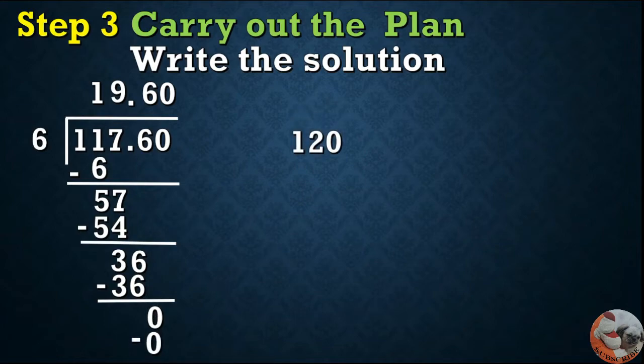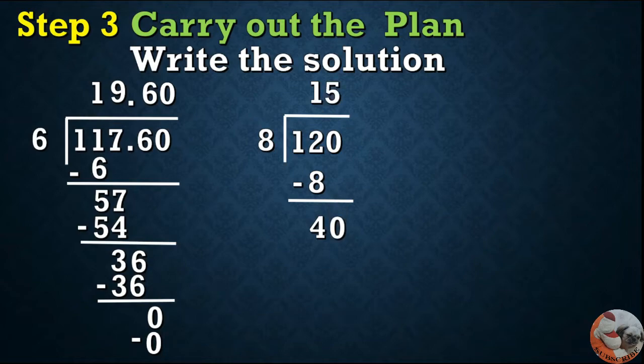Next, we have 120 divided by 8. How many 8s are there in 12? 1. 1 times 8 is 8. Subtract 12 minus 8, you will get 4. Then bring down 0. How many 8s are there in 40? We have 5. So 5 times 8 is equal to 40. Then subtract. You will get 0.